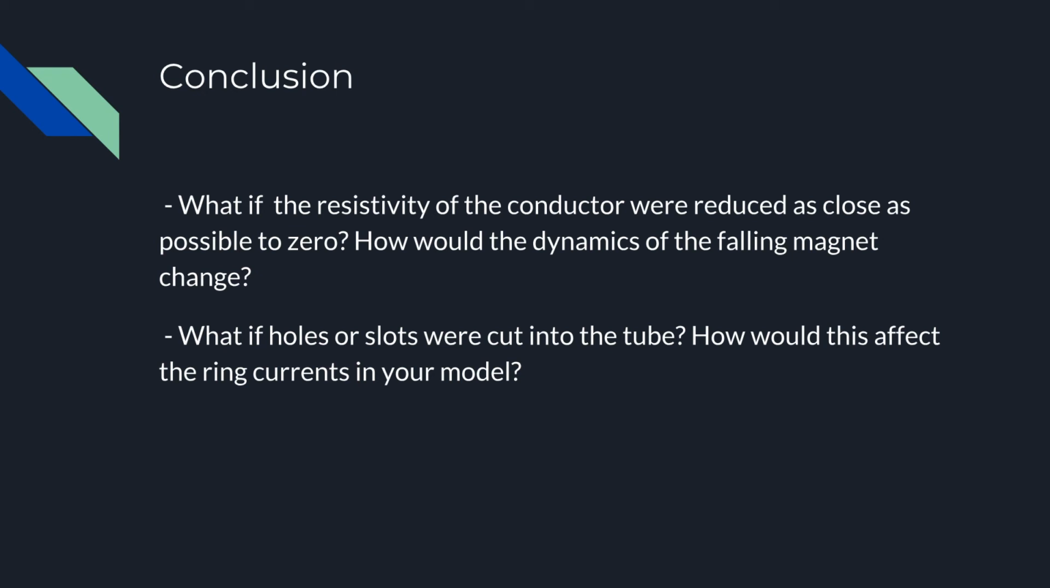And then secondly, what if holes or slots were cut into the tube? Well, we know that the opposing force is being caused by the induced current. Therefore, at places where there's holes, we would have none of the conducting aluminum foil and therefore no induced current. So at these points where there's a hole, there would be no opposing force, and therefore the magnet would fall faster through these slots, and overall it would fall faster through the aluminum foil.